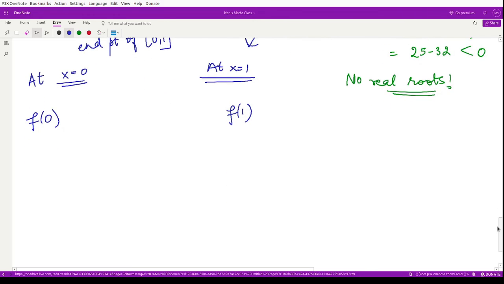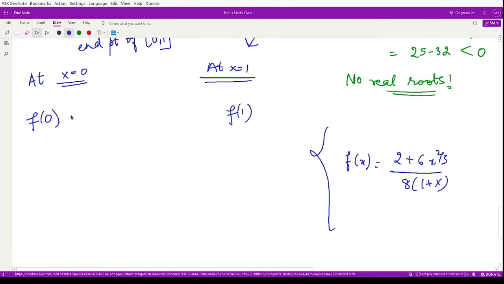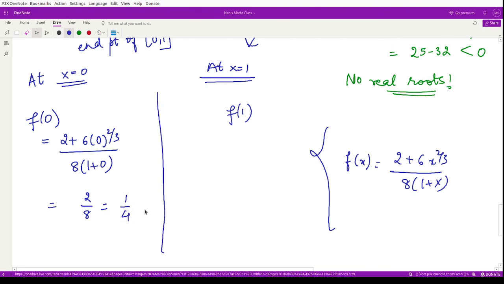Now what is your f of x? If you remember, your f of x was equal to 2 plus 6x to the power 2 by 3 divided by 8, 1 plus x. That you simplified, right? So what is your f of 0? It is 2 plus 6 into 0 to the power 2 by 3 divided by 8, 1 plus 0. So basically you have 2 divided by 8, that is 1 by 4. And the function's value calculated at the point 1 is 2 plus 6, 1 to the power 2 by 3 divided by 8, 1 plus 1. So it is 2 plus 6, that is 8 divided by 16, which is 1 by 2.